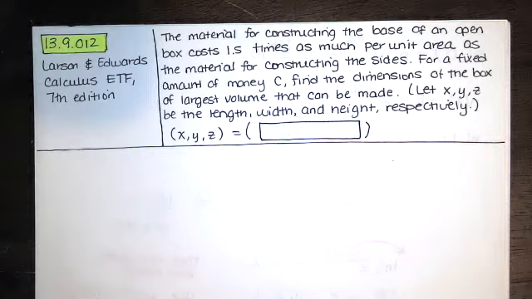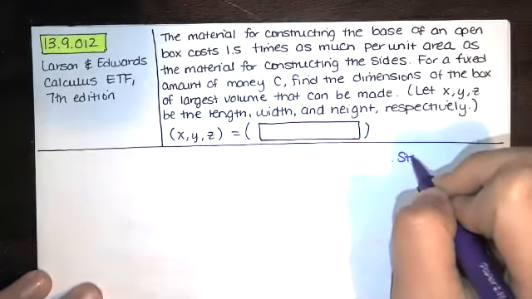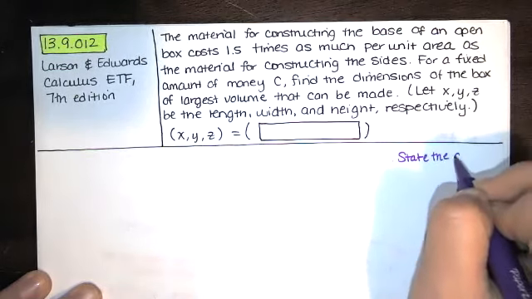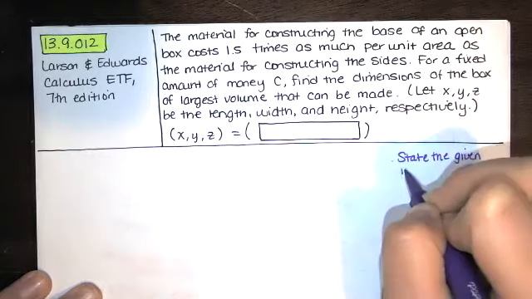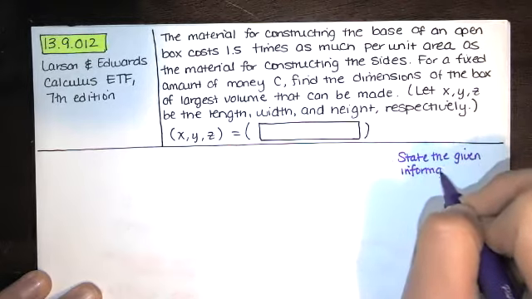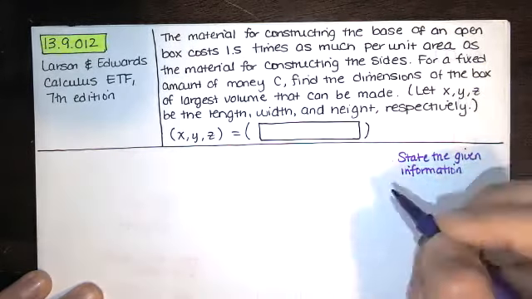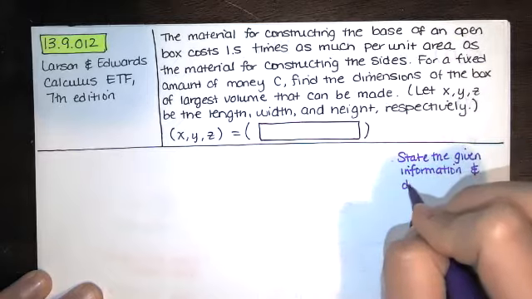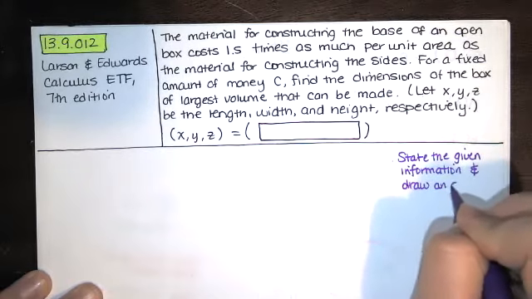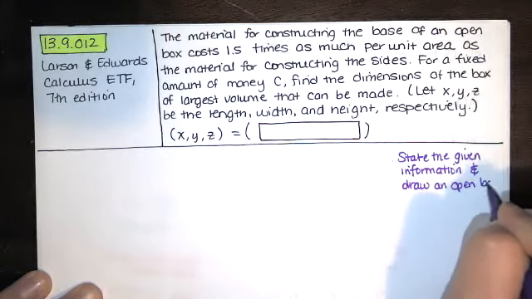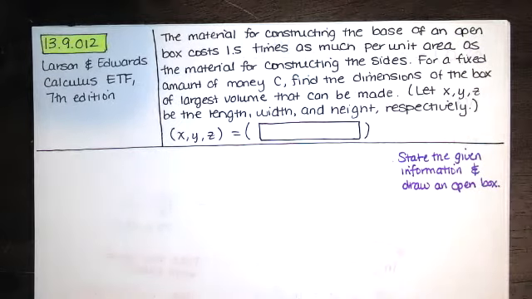Let X, Y, and Z be the length, width, and height, respectively. To solve this problem, I would start by writing down everything that's given. It's always a good way to start an application problem. And then we probably also want to draw a picture. So we're going to draw an open box just to help us visualize what it is we're doing.